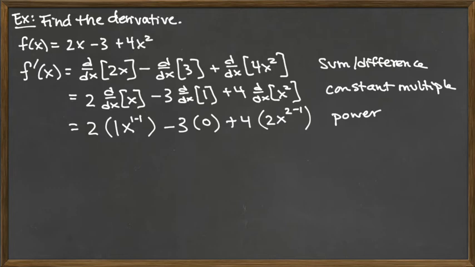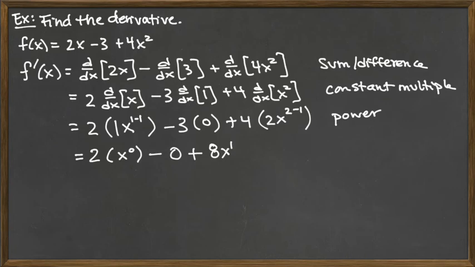So now we've just got to do this algebra here. We've got 2 times x to the 0 power, minus 3 times 0, which is just 0. And then we've got plus, well, I'll go ahead and put minus 0. And then we've got plus 4 times 2x to the first power. So the 4 times 2 is 8 because by the associative property, we can group the 4 times the 2 together first to get 8. And then we've got x to the 2 minus 1, which is just the first power there.